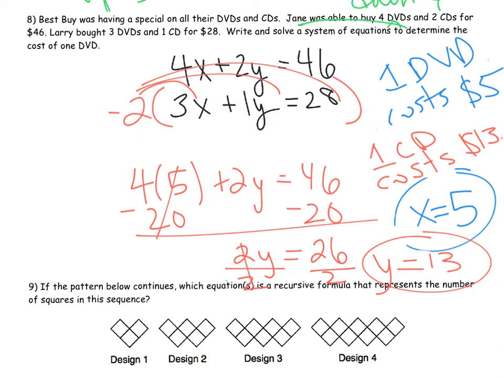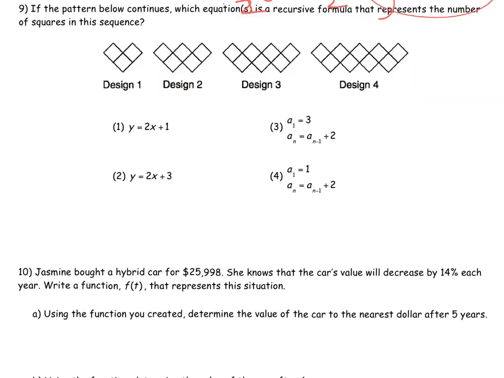Alright, we're getting close to the end here. Let's take a look at question number 9. Okay, question number 9 is talking about a recursive formula that would represent the number of squares in the sequence. Now, you have to remember, again, that the word recursive means that you're going to be using the previous term and you need the first term.